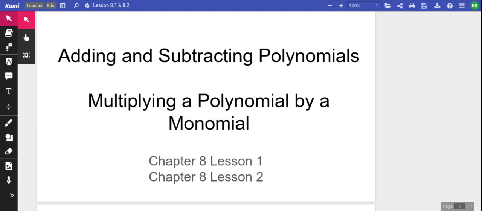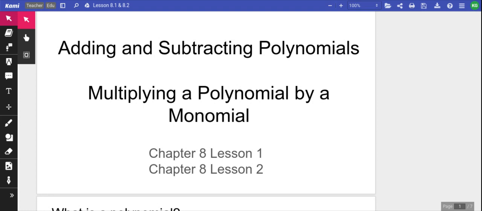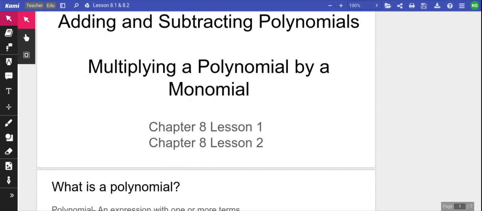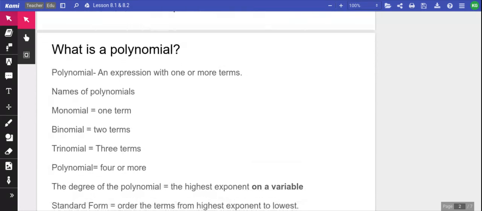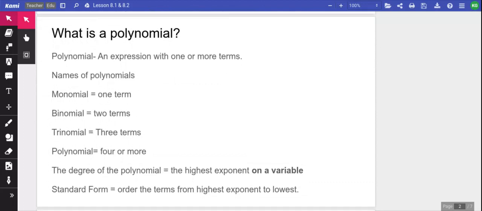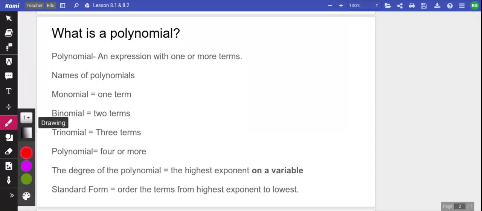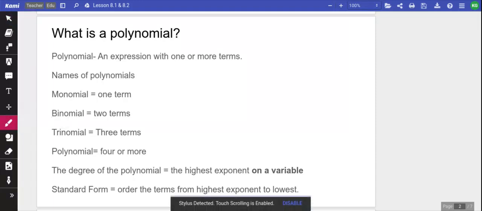Chapter 8, Lesson 1 and Lesson 2, we're going to be adding and subtracting polynomials and multiplying a polynomial by a monomial. So our first question is, what is a polynomial? A polynomial is an expression, which means it has no equals, with one or more terms. And the terms are separated by addition and subtraction signs.